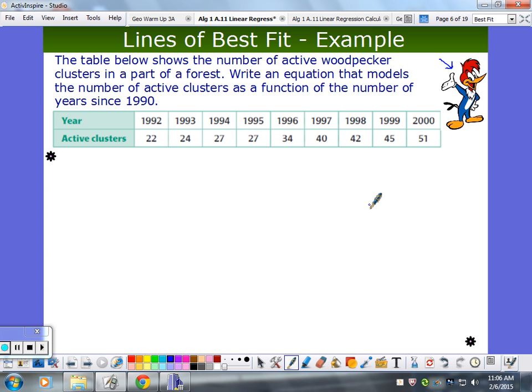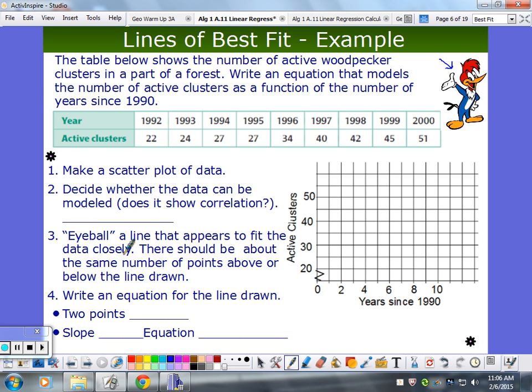But anyway, here's Woody. So, this is what environmentalists do. They want to track these birds. So, woodpecker clusters, I guess they live in little groups. I don't know. And so they're checking them in a forest. So in 1992, they were able to figure out there were 22 clusters. In 1993, 24, and so on. Somebody went out there and counted them and found this stuff out. That's why they are environmental scientists. I don't have to do it, because I have no idea how to do that.